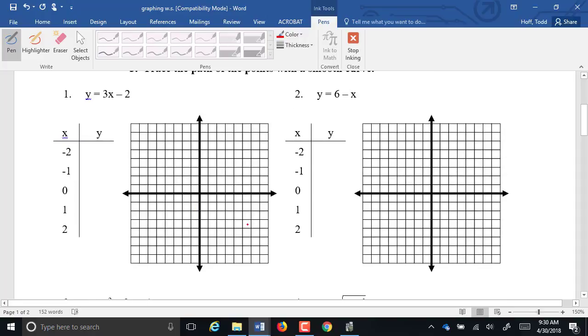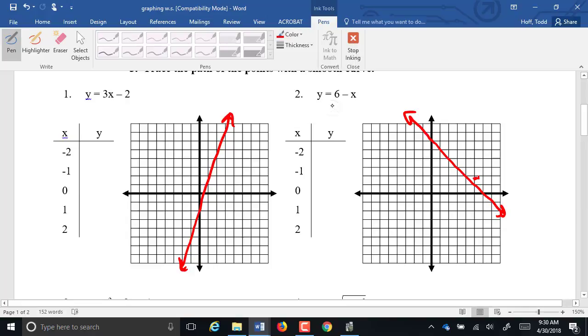Oh, now it fixed them all of a sudden for some reason. Huh, weird. Anyway, number one here should look like this. Nice straight line. Second one will look something like this. Oops, I got something off there. Let me try that again. There we go. Looks like that.